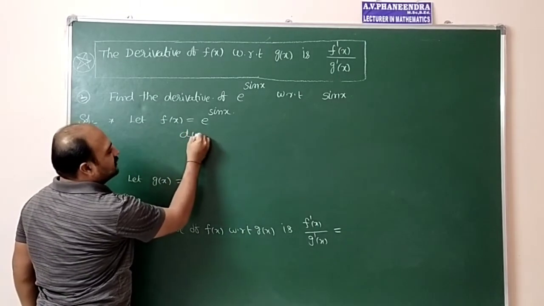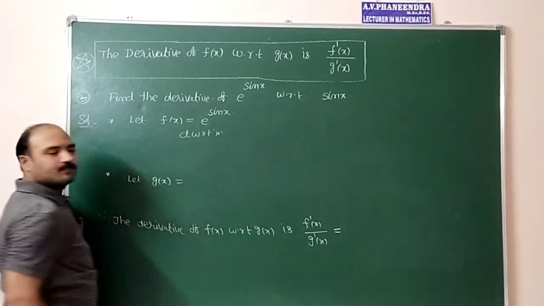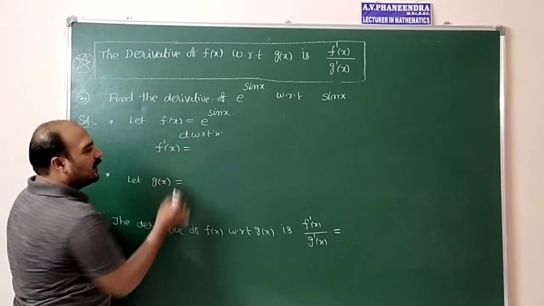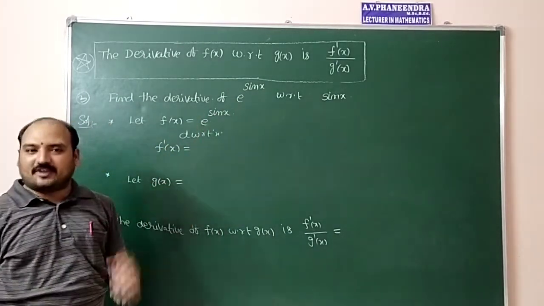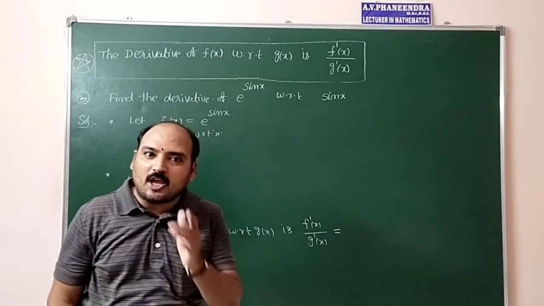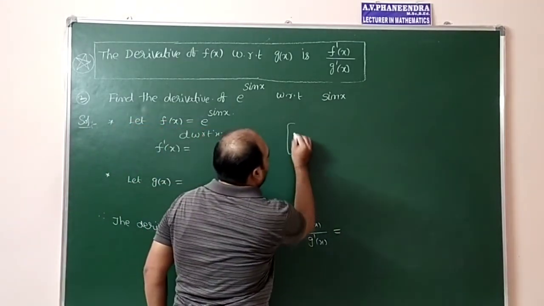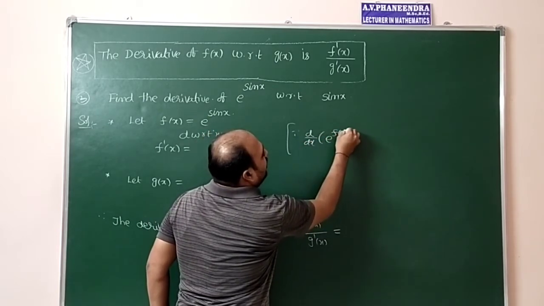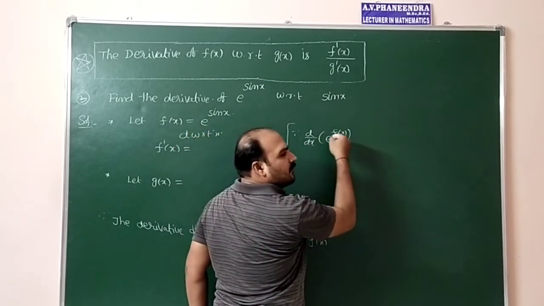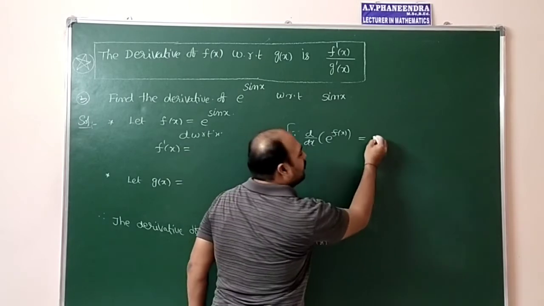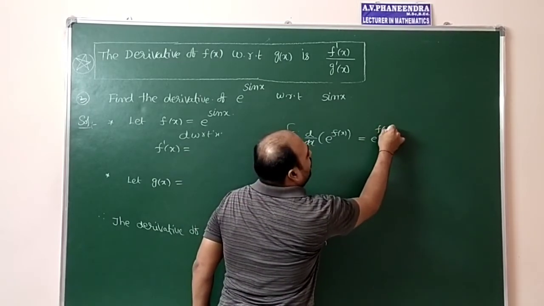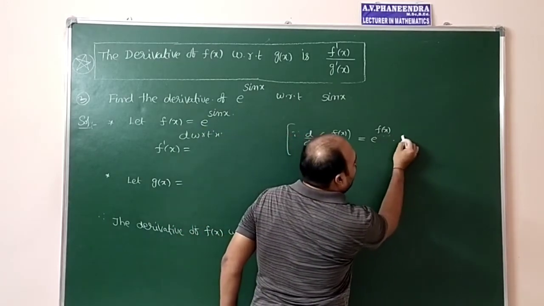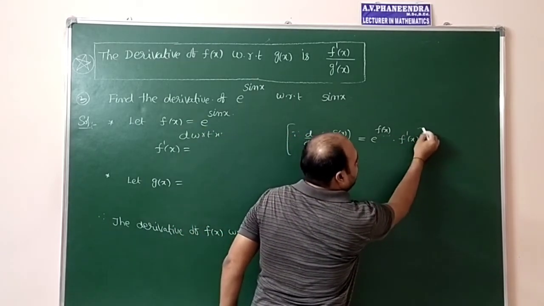Differentiate with respect to x. F of x derivative is f dash of x. It is in the form of e power f of x. d by dx of e power f of x, I am explaining once again, listen carefully. It is in the form of e power x. d by dx of e power x is e power x, that means e power f of x. Again f of x also you have to differentiate, d by dx of f of x is f dash of x.